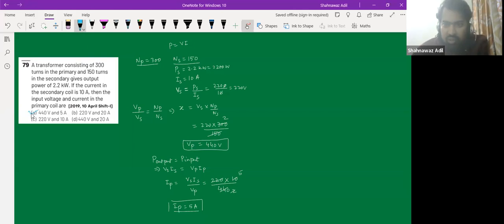Yes, clear. So what kind of transformer is this? Step down. Good. So primary is 440, secondary is 220. Yes, sir. So step down. Yes, correct. You guys note it down. Then we'll do the last question, the last one I will leave it to you guys, and then we'll move on to electromagnetic.